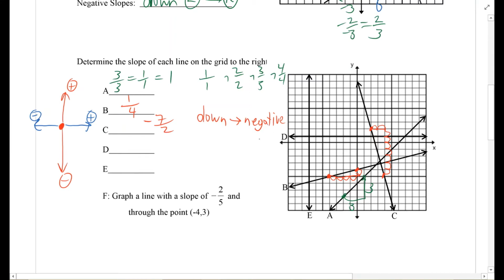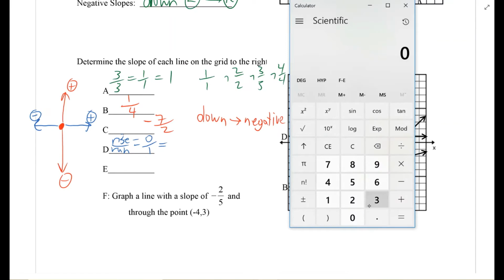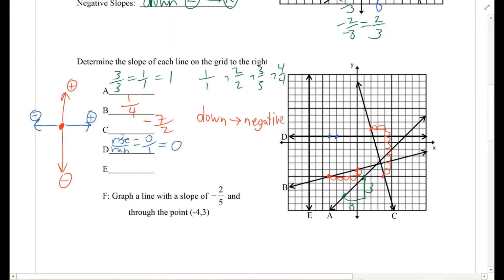Now, line D. 2 points right there. My rise equals 0, and my run equals 1. Go to your calculator, see what you get, and you get 0. Okay?